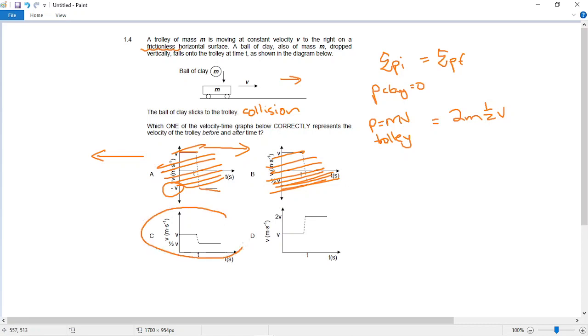So the answer is C. This one is showing you both of my velocities are in the same direction, but my initial velocity was a larger vector than my final velocity. So the answer is C.